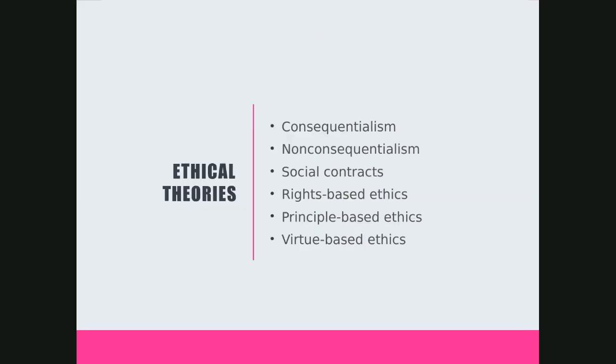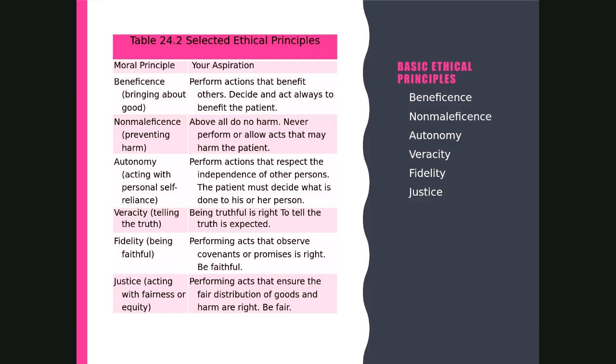When we look, they talk about some ethical theories, and they talk about consequentialism, non-consequentialism, social contracts, right-based ethics, principle-based ethics, and virtue-based ethics. Again, not that those aren't important, but we are not going to spend time looking at those. This table 24.2, which is on page 305, now these moral principles are important. These are all things that we aspire to achieve, or that we aspire to uphold for our patients.